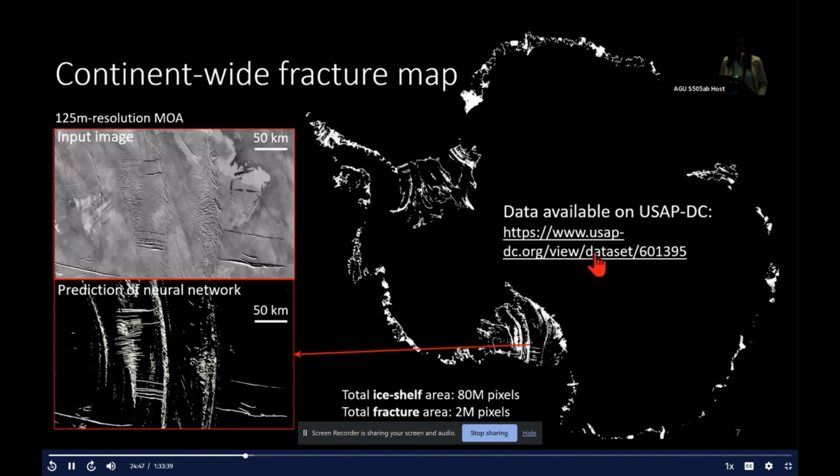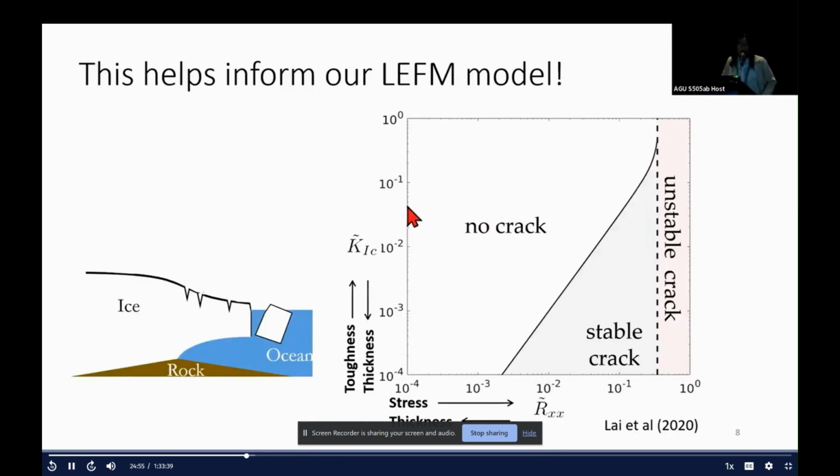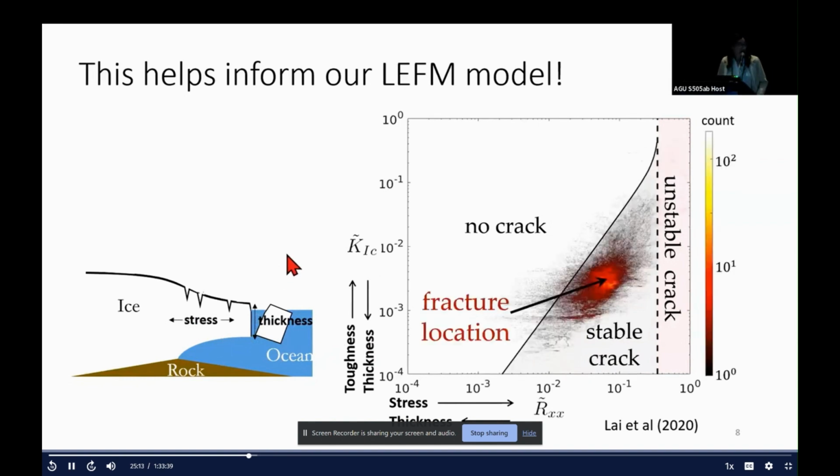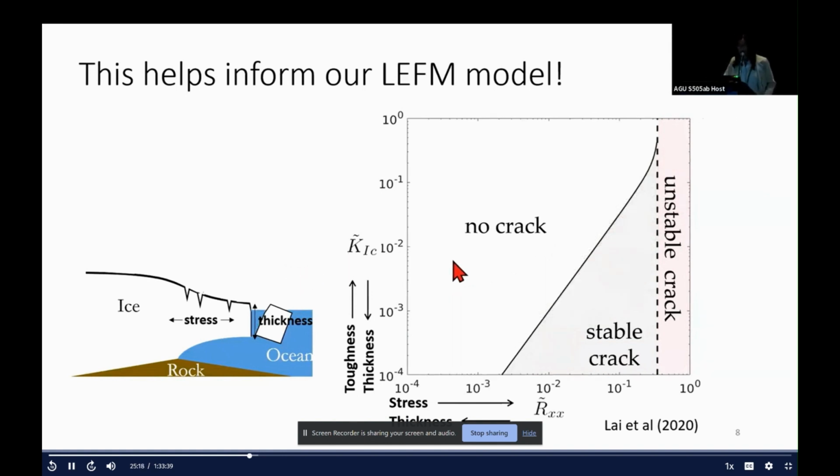So this fracture map serves as an observational benchmark and can be compared with a theoretical prediction. Here is a theoretical prediction of the parameter regimes required to activate fractures. The vertical and horizontal axes depend on the thickness that is measurable, the stress, which is available from inversion techniques, and the toughness that is available from experiments. So this gray area is the region where, according to the theory, we expect to see fractures.